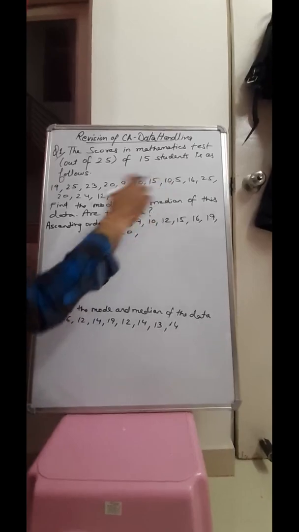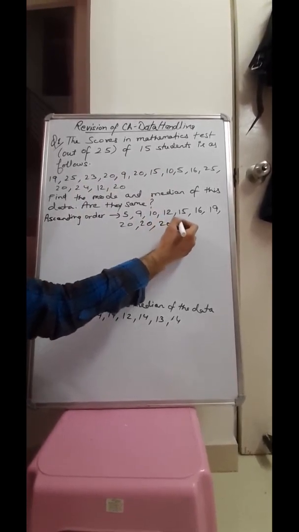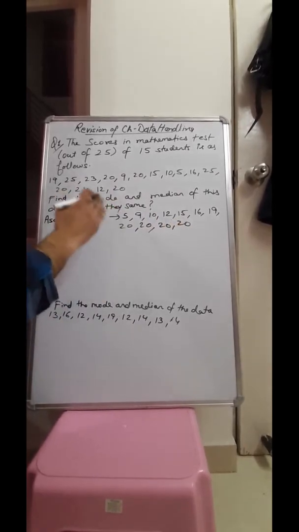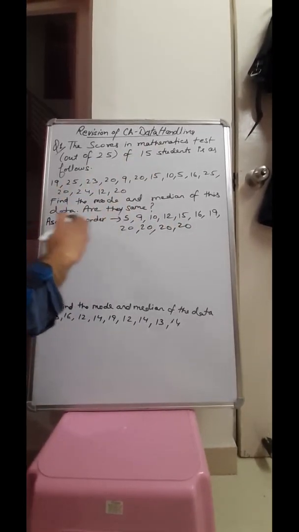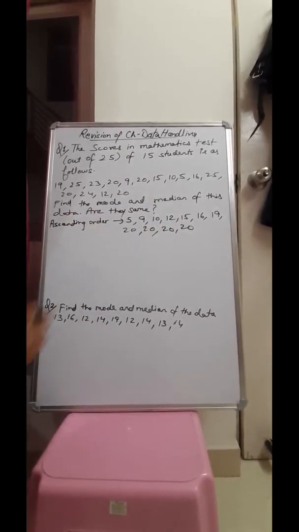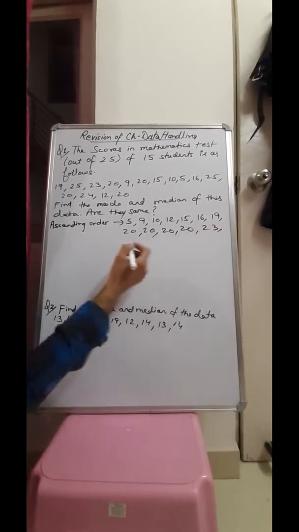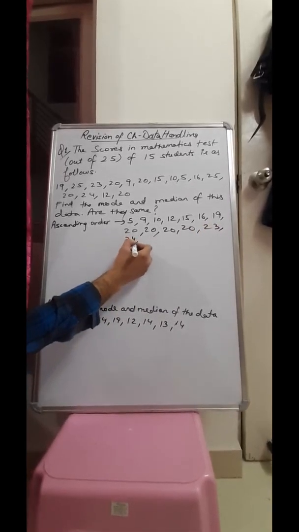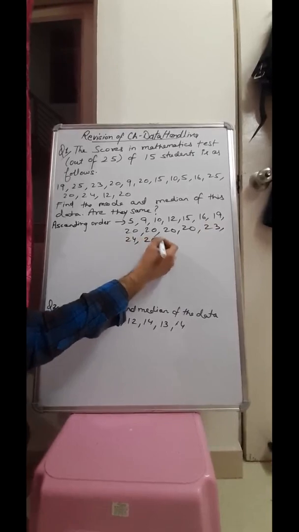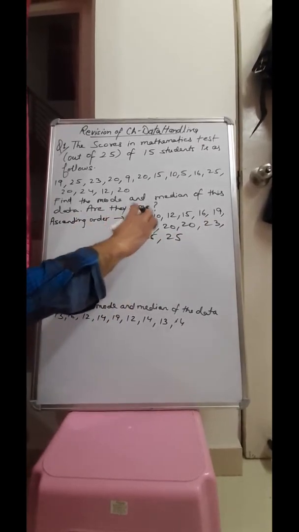1, 2, 3 and 4. So when a number is repeating and you are arranging in ascending order, the number will come one after the other. After 20, which is the next highest number? 23, next 24, 25 and 25.